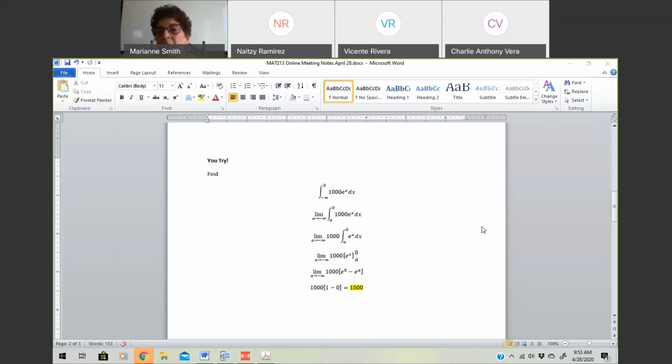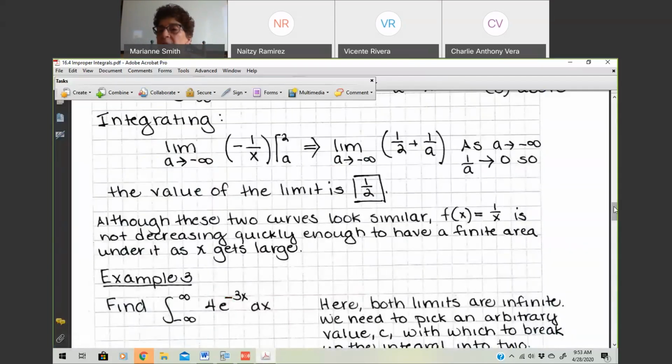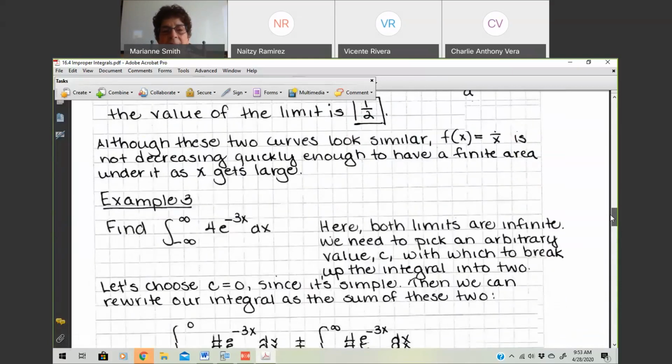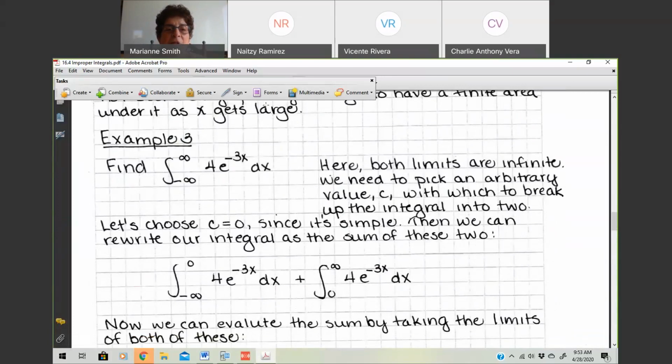That's good. Let's take a look at what happens when both bounds are infinite then. Again, it's just generalizing the situation. So example 3 has a lower bound of negative infinity, an upper bound of positive infinity, and I have 4e to the minus 3x dx.